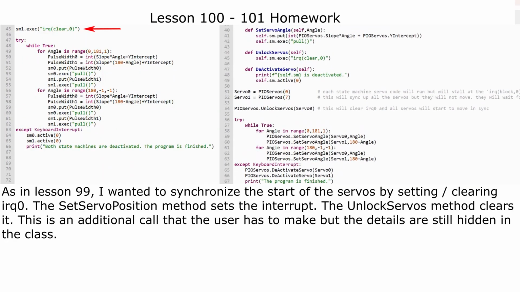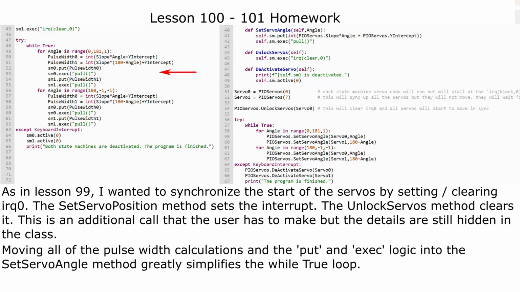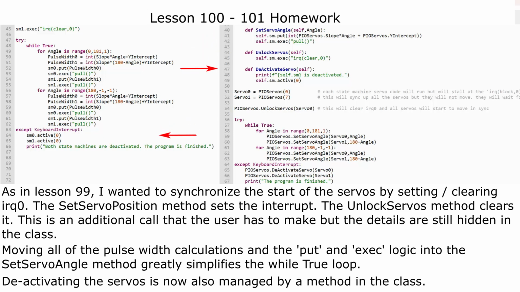As in Lesson 99, I wanted to synchronize the start of the servos by setting and clearing IRQ0. The set servo position method sets the interrupt. The unlock servos method clears it. This is an additional call that the user has to make, but the details are still hidden in the class. Moving all of the pulse width calculations and the put and exec logic into the set servo angle method greatly simplifies the while true loop. And deactivating the servos is now also managed by a method in the class.